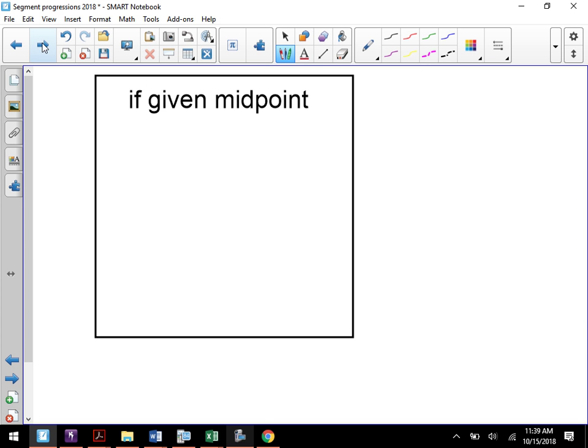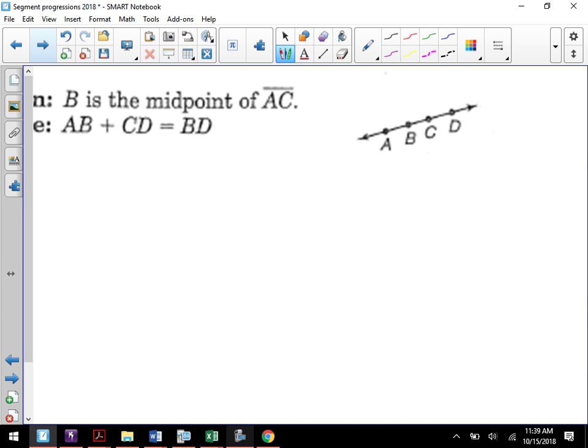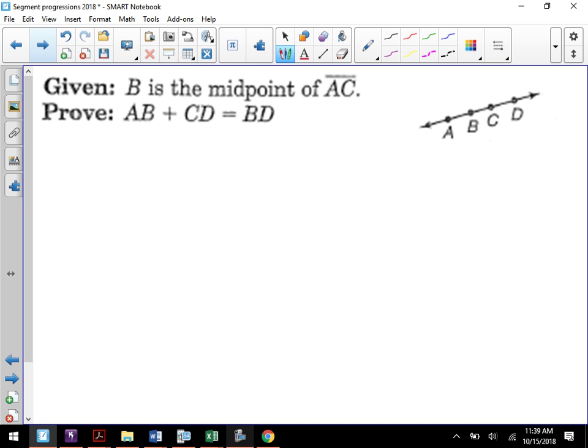I'll do this one last. Okay. Let's do one with the midpoint. B is the midpoint of AC. And then it wants us to show that AB plus CD is B.